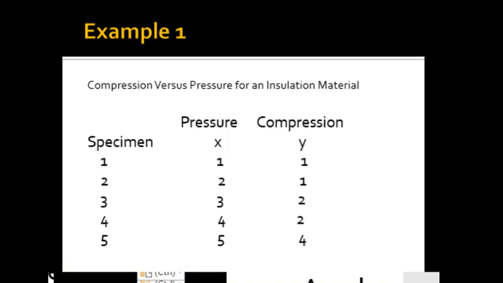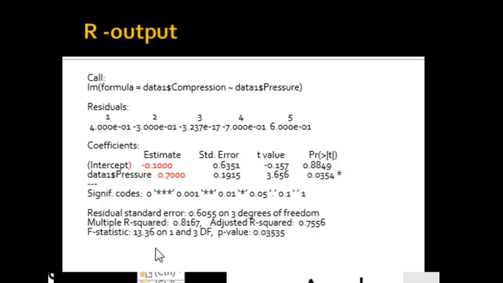So recall we are working with this example where we are trying to come up with a simple linear model to predict the value of compression versus pressure for an insulation material. And these were the 5 observations that were collected. Using this data, we ran regression using R, and this was the output. Our estimated model is y hat equals negative 0.1 plus 0.7 times x.